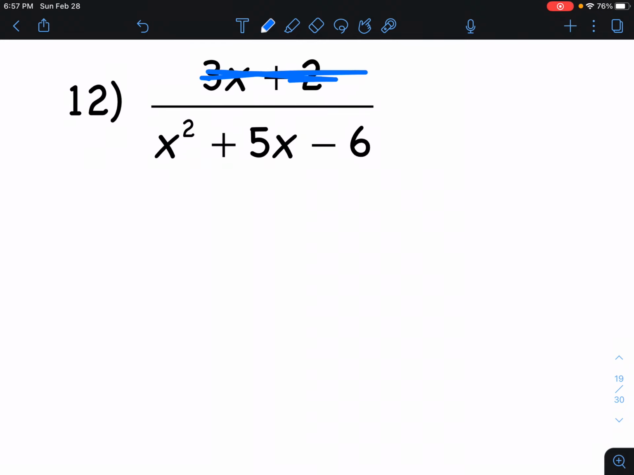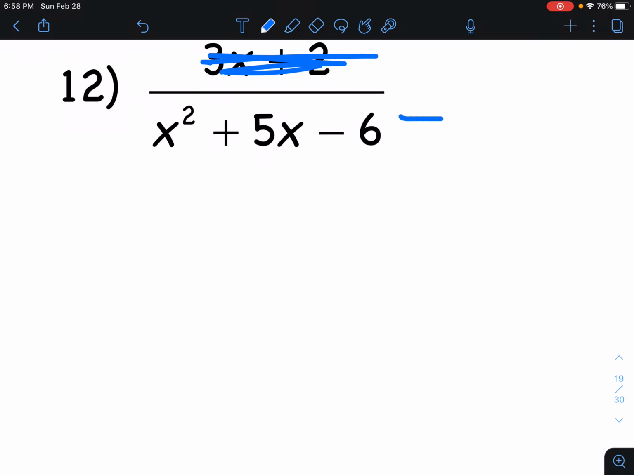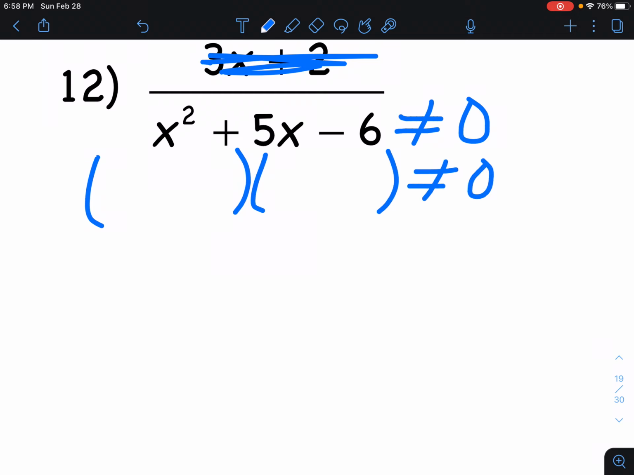Okay, so again, don't worry about the numerator when the directions are, find the domain. It just has to do with the denominator. So set this not equal to 0. To solve this, it is a quadratic trinomial. So let's set up factoring. My signs, the c term is a minus 6, so that's plus minus. Two numbers that multiply to get negative 6 and add up to get a plus 5, or subtract to get a plus 5. That would be a plus 6 and a minus 1 gets plus 5.